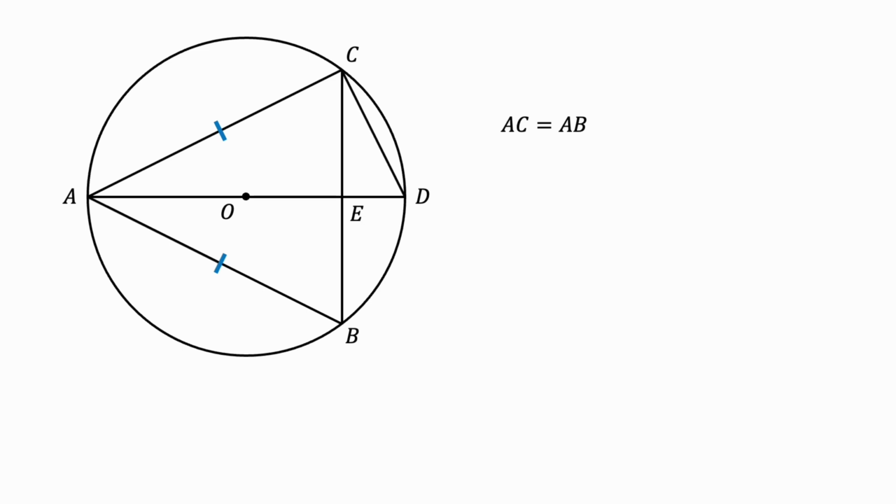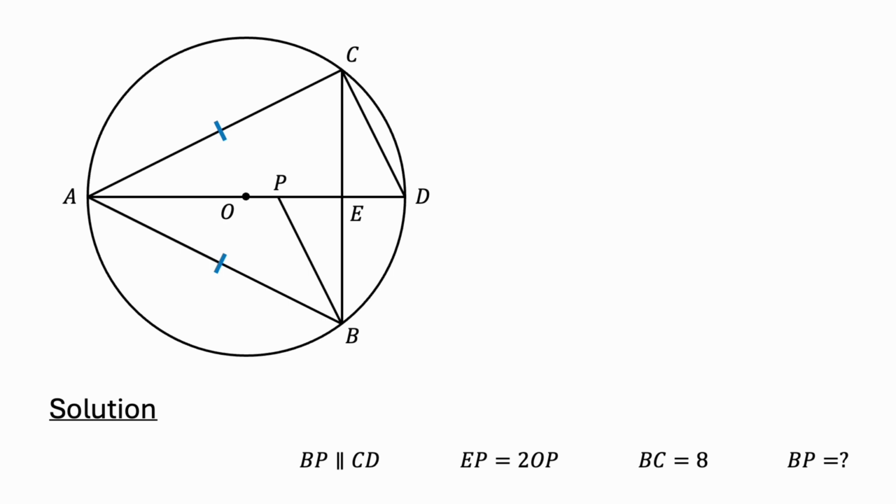Connect C to D. Next, from B, draw a line meeting AD at P such that BP is parallel to CD and EP equals 2OP. Given that BC equals 8 units, the goal is to find BP. And now for the solution.